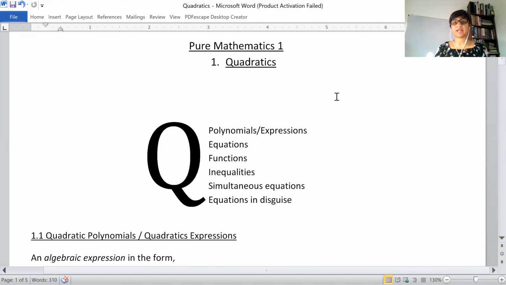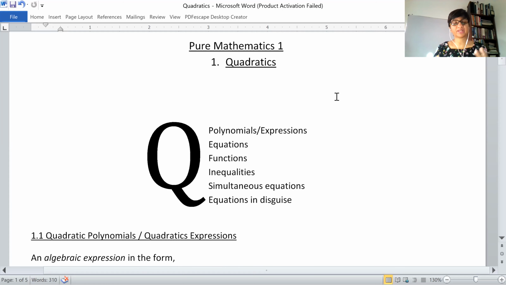We are going to be looking at all different places where quadratics appear. So we just see what a quadratic is. When I just say the word quadratic, what I mean is a quadratic polynomial or a quadratic expression. They all mean the same thing. So the shorter way of saying it is just a quadratic, okay?